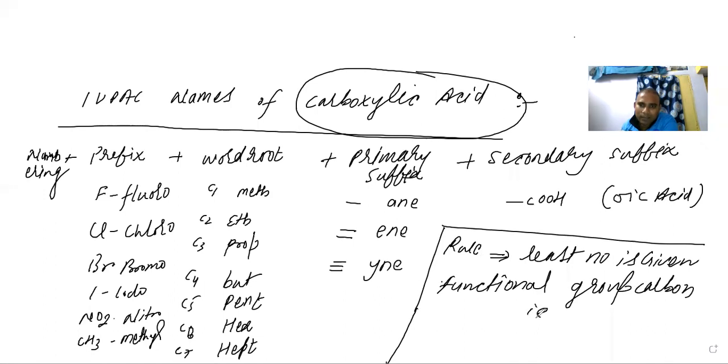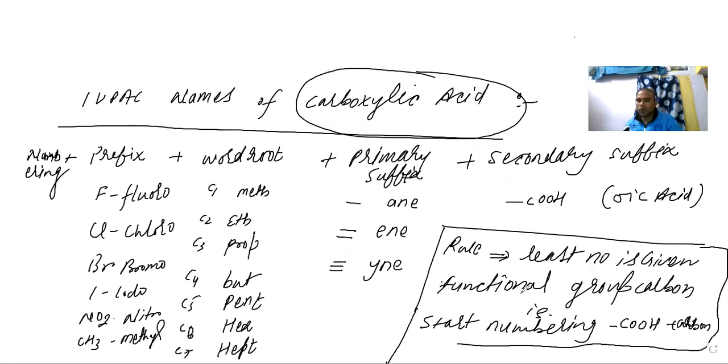We have to start numbering from which carbon? From the C double bond OH carbon. This carbon itself, we have to start numbering. This is the rule. So we have to give the least number to the COOH group. Are you able to understand this point?